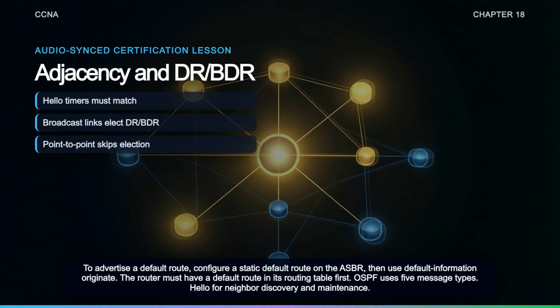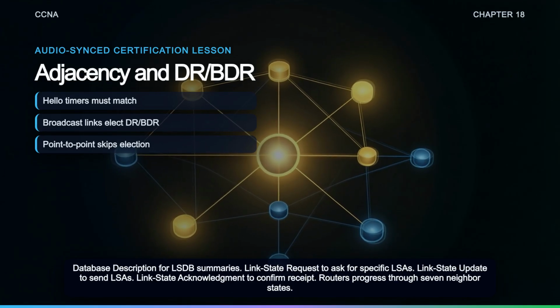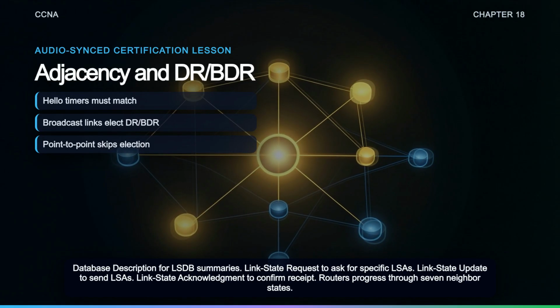OSPF uses 5 message types: hello for neighbor discovery and maintenance, database description for LSDB summaries, link state request to ask for specific LSAs, link state update to send LSAs, link state acknowledgement to confirm receipt.